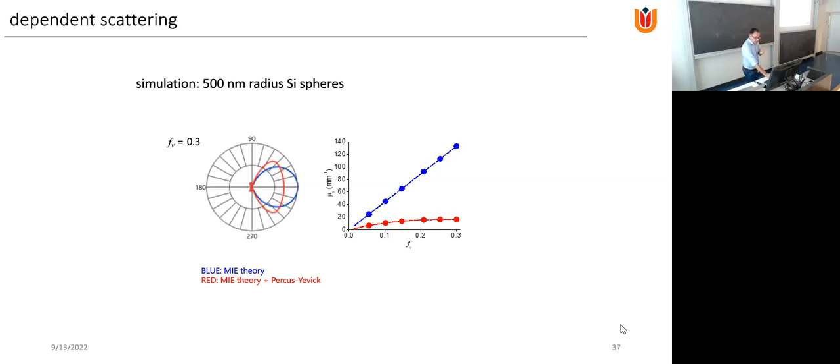25% and 30%. So by this time, you can see that the scattering coefficient itself is really much lower than if you would just keep a linear increase. And also the directionality of scattering is really changed compared to the normal case.